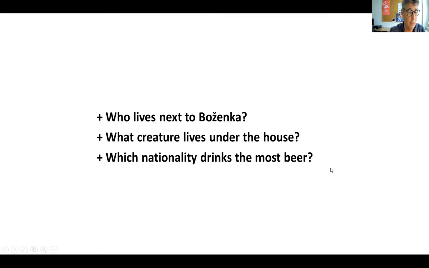Here's a couple examples. Who lives next to Boženka? Notice there's no do or does. Sometimes we hear a lot in Czech, who does live next to Boženka? That's not good English. Okay, so what creature lives under the house? Again, there's no do or does because we want to find out the creature that lives. That's the subject. We're trying to find out that subject. Here, someone lives next to Boženka. Who is it? We're trying to find that out.